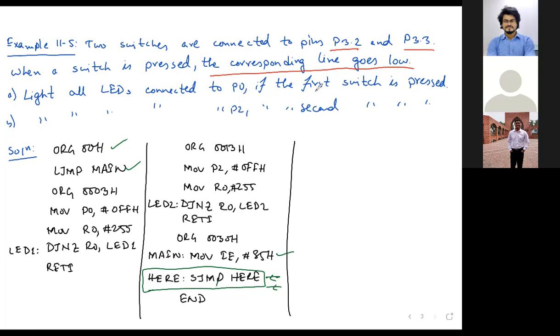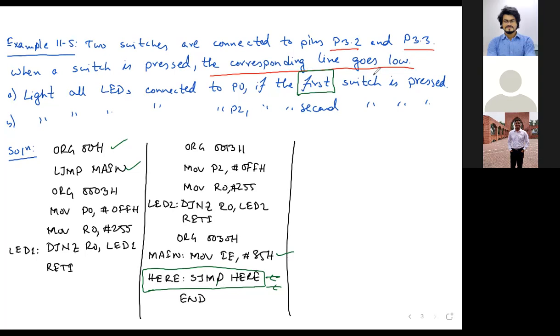Okay, so whenever the first switch is pressed, assume someone just pressed the first switch. Then the corresponding line goes low and your external hardware interrupt 0 is invoked.